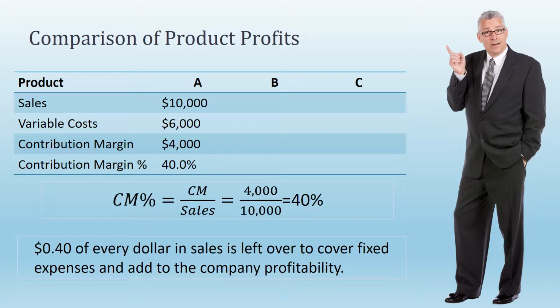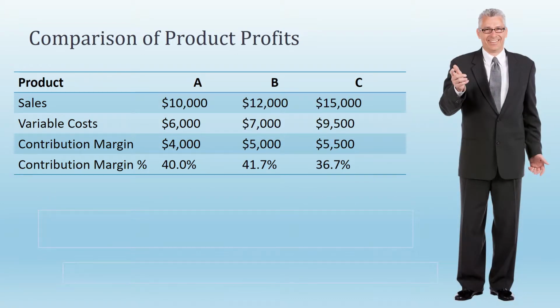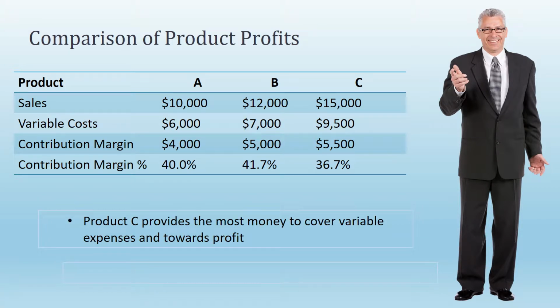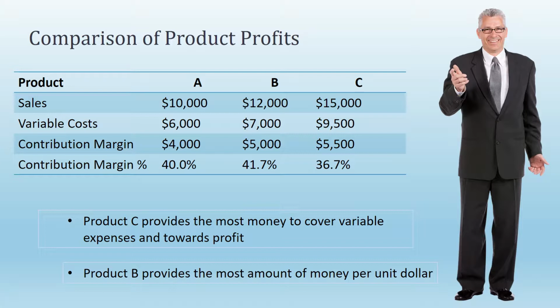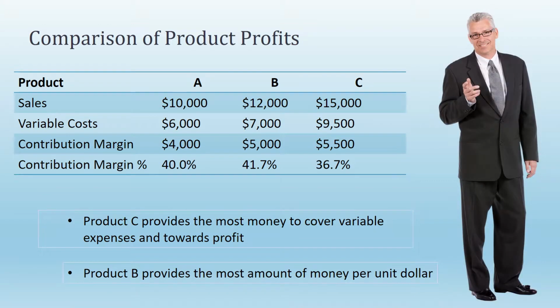So now let's move on and calculate the contribution margin and contribution margin percent for products B and C. Filling in our table for the other two products shows us that while product C has the highest sales and contribution margin, product B actually provides the most amount of money per unit dollar to go towards fixed expenses and profits. We can use this to look at how to reduce our variable cost of products A and C or to increase sales of product B.